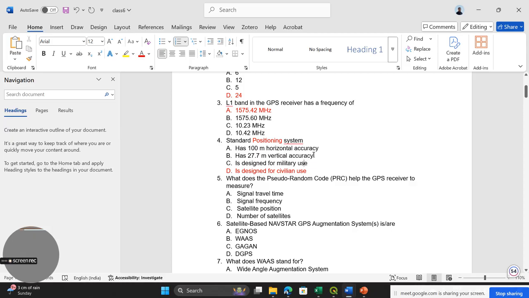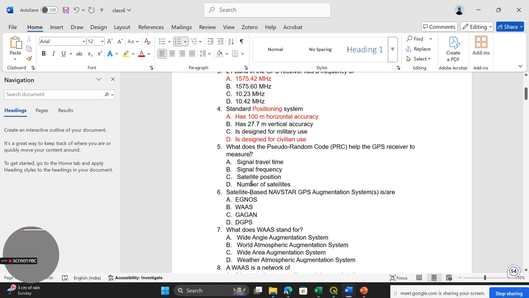No, actually it has 100-meter horizontal accuracy. Your answers were right if it were given as restricted positioning system, not the standard, or you can say precise positioning system. In that case, options B and C are right. But if it is given as standard positioning system, then it has lower horizontal and vertical accuracy, and it is designed for civilian use only. So options A and D are correct.